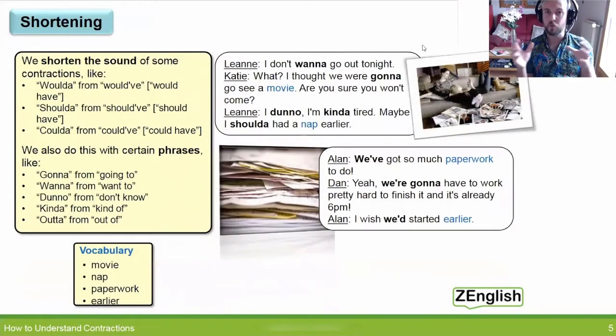Shortening. As well as making contractions, sometimes we shorten the sound of some contractions, like, for example, woulda. So this comes from would've, which in turn comes from the two words would have. So would have contracted to would've and shortened even further to woulda. This is very, very common in our normal daily conversations, especially our casual conversations.